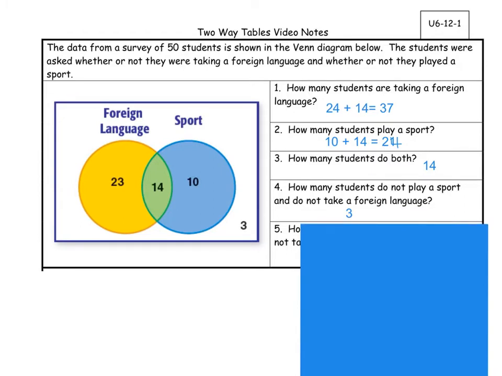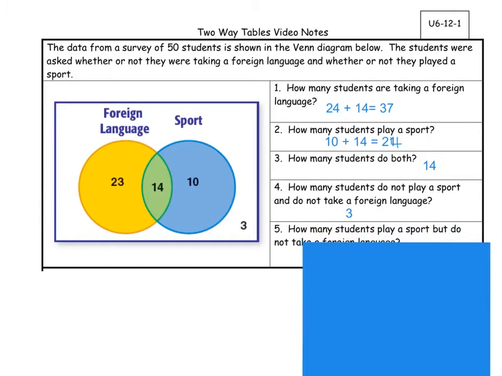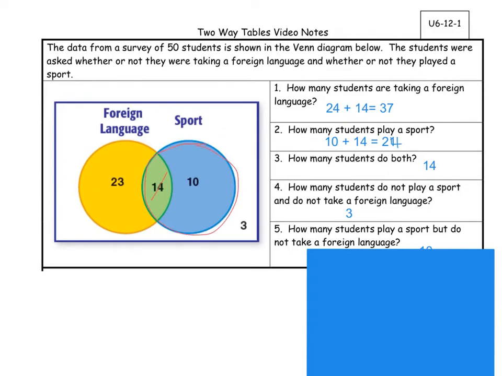And finally, question number 5, how many students play a sport but do not take a foreign language? So we're looking at play a sport, which is this section right here, but do not take a foreign language. And so we have to exclude that section right there, and so that leaves us with 10 students who play a sport but do not take a foreign language.